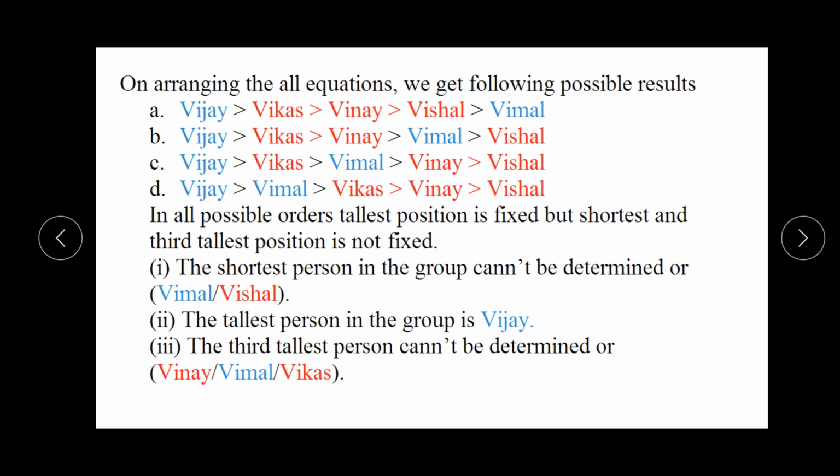If it is given Vinay in the second option, Vimal in the third option, Vikas in another, then we will choose data inadequate. Or if it is given in one option that Vinay or Vimal or Vikas, then choose that option.